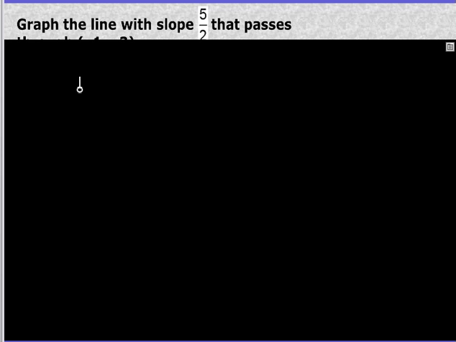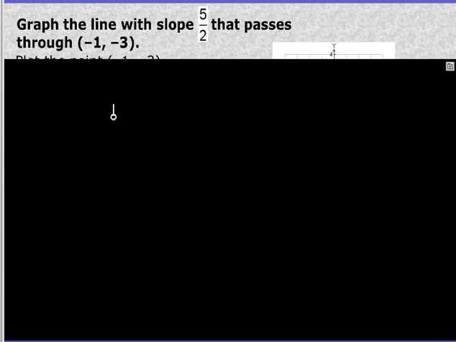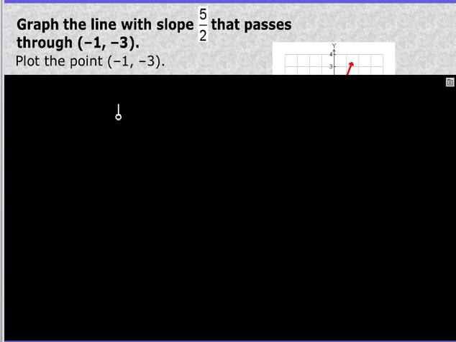All right, we're going to get into graphing now. Graph the line with a slope that passes through the point -1, -3. So how are we going to graph this? We don't have an equation, but we have enough information to graph the line. Remember, you only need 2 points to graph a line.